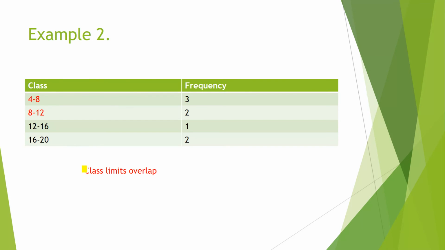Second, why is it wrong? Class limits overlap. See, 4 to 8, 8 to 12. It should start from 9 onward, and then here it should start from 13 onward. If it is overlapping, suppose there are two children who are 8 years of age, where will you put them, here or here? So this is wrong, because class limits overlap. And third, why is it wrong? A class has been omitted. See, after 102 there should be 103 and onward, and then it should be the fourth class. So one class is omitted. That is why it is wrong.